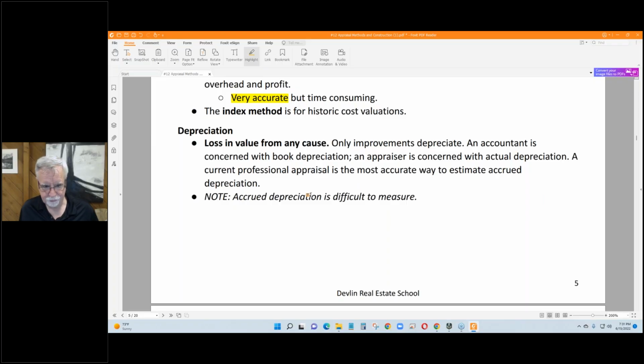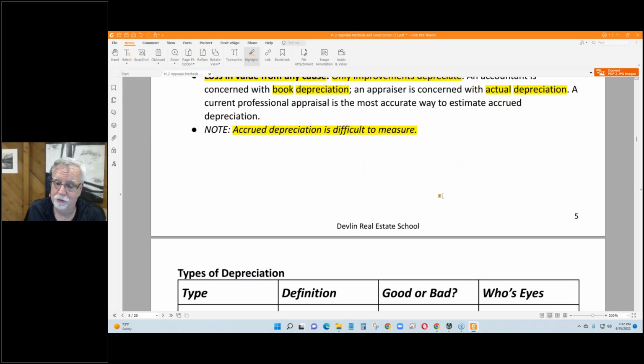Depreciation. Because remember, we start with what would it cost us today to build a new building. Then we subtract depreciation. Depreciation in appraisal is loss of value due to any cause. Only improvements depreciate, not the land. Accountants look at book depreciation, but appraisers look at actual depreciation. Accrued, that means accumulated depreciation, is very difficult to measure.